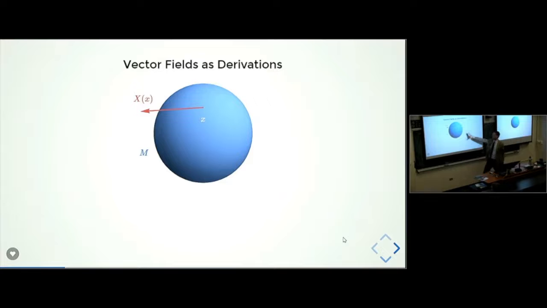But if you think of this sphere as not living inside of anything, like it is the universe, then what do you mean by a tangent vector at a point? You can't talk about, oh, it's the hyperplane in the ambient space that sort of touches it. There's no ambient space. There's nothing. So you need some intrinsic definition of what it means to be a tangent vector.